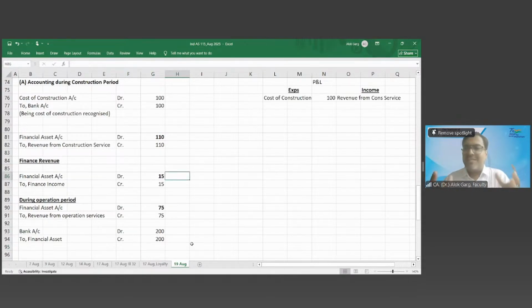So this financial asset is nothing but the debtor. Debtor is a financial asset, right? And why are you debiting the debtor? Because you got the certainty that you are going to collect this much money. There is a guaranteed revenue, a guaranteed amount. Okay. Now let's go to the second question, the second part.